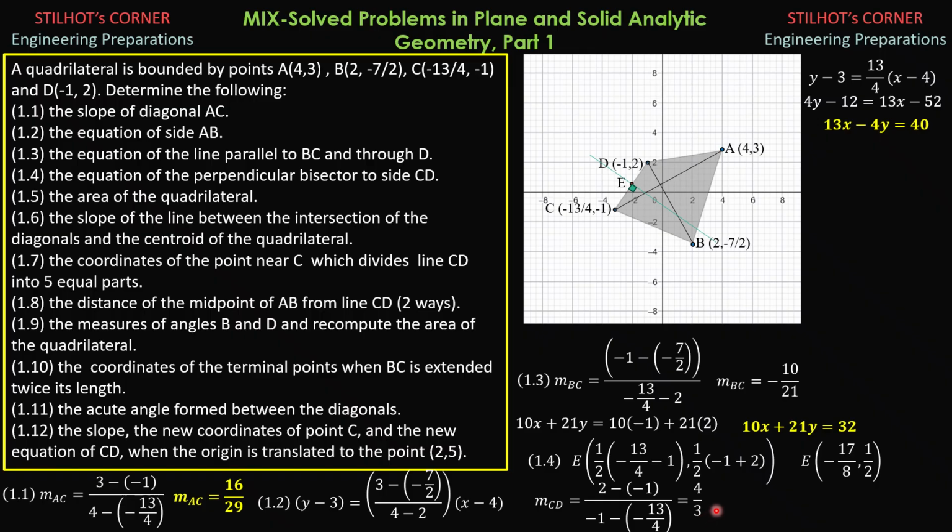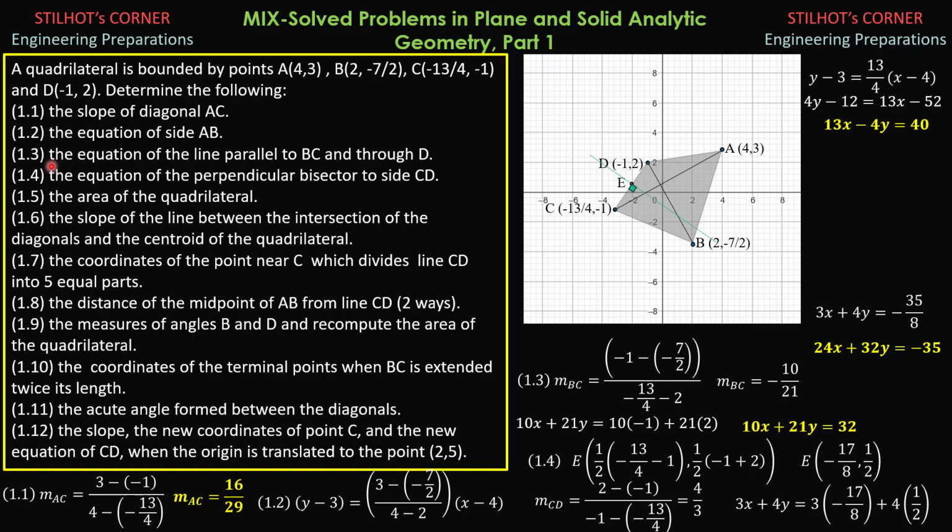If it is negative 3/4, the equation of the line, using the same technique, is 3x plus 4y equals 3 times negative 17 over 8 plus 4 times 1/2. Simplifying, 3x plus 4y equals negative 35 over 8. Multiply everything by 8, so we have 24x plus 32y equals negative 35. That's the equation needed in 1.4.